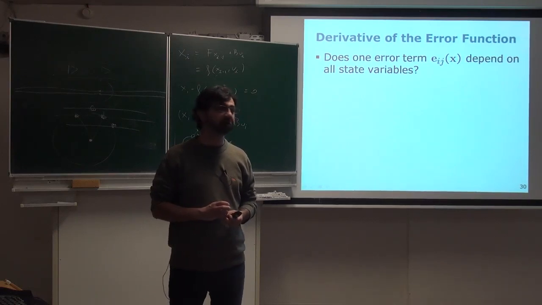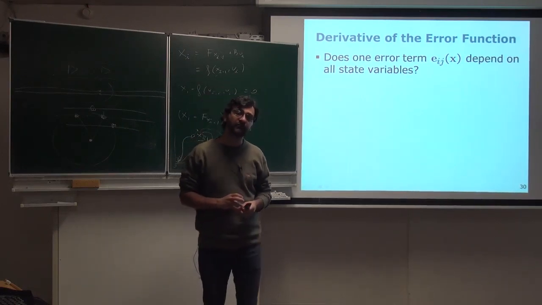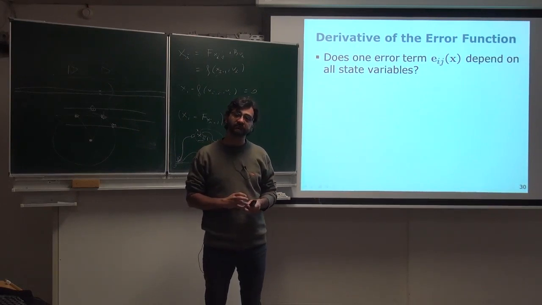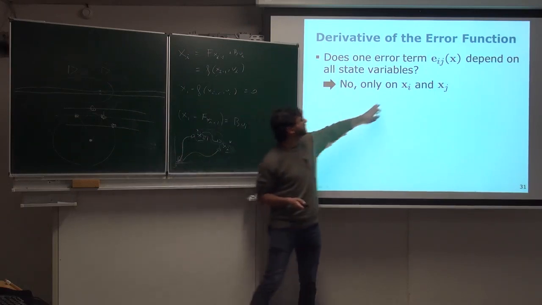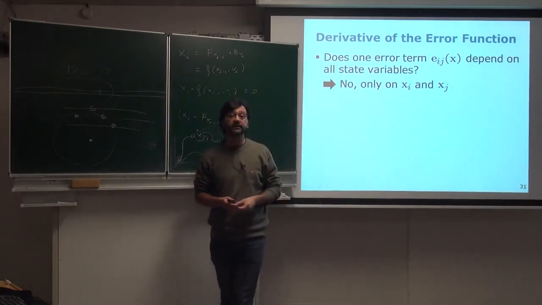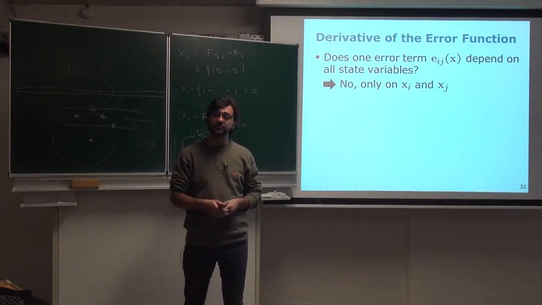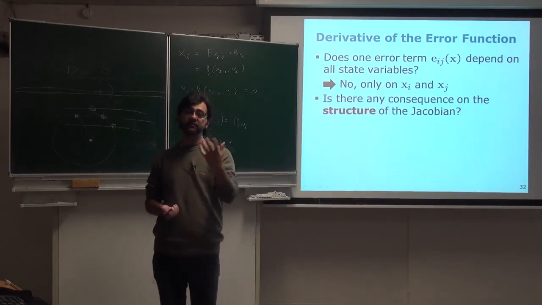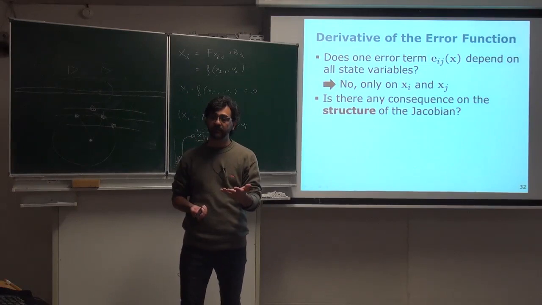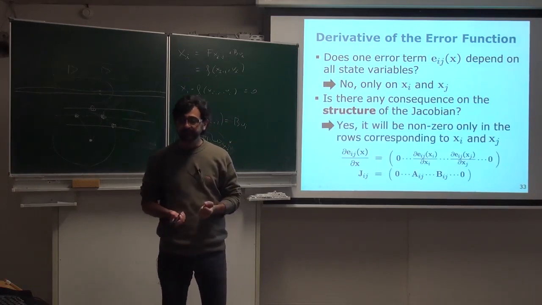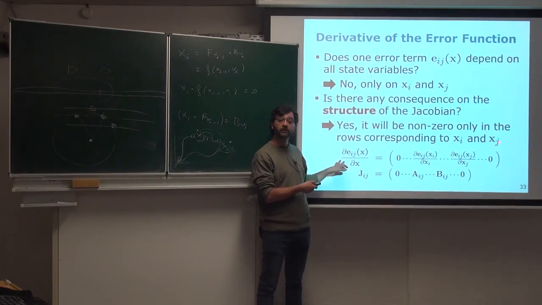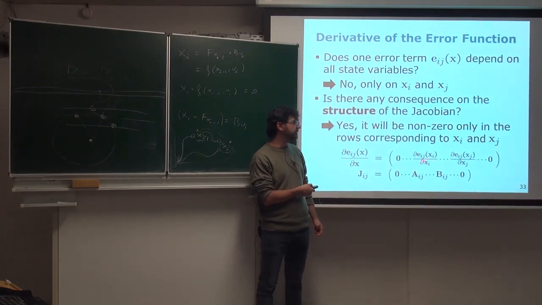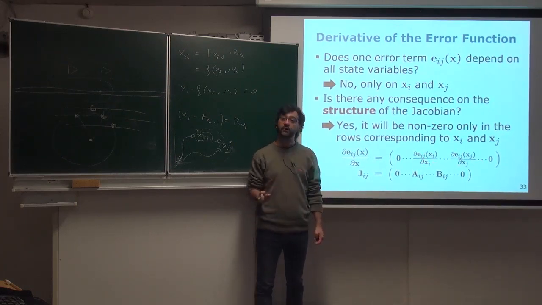Any idea who's voting for it depends on just a part of it? Okay, so it is only depending on xi and xj. As you have seen, it is all relative transformation. This basically means that the Jacobian has a particular structure, okay? And the structure of the Jacobian is that it will be zeros almost everywhere, besides the parts that depend on the variables which we are considering.